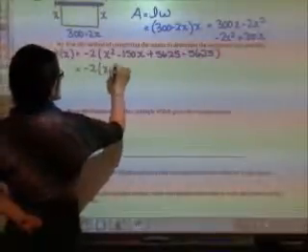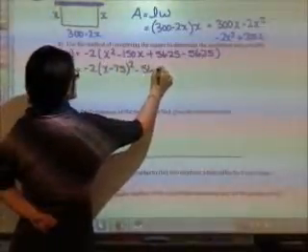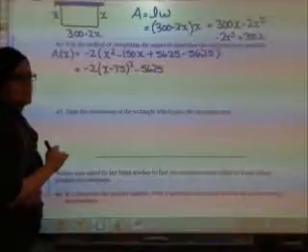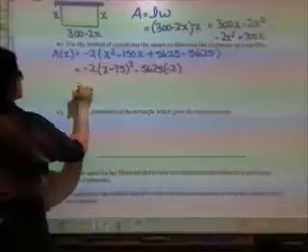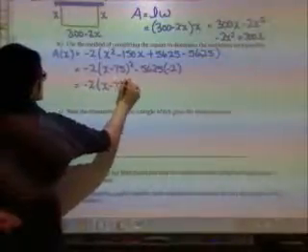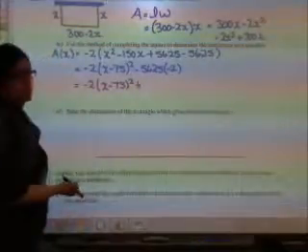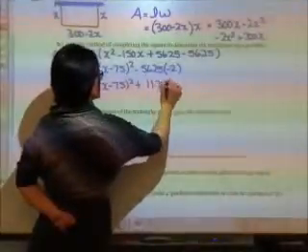x minus 75. And then I take out that 5,625, and what do I do with it? Multiply it by -2. So then I get -2 times x minus 75 squared plus what? 11,250.